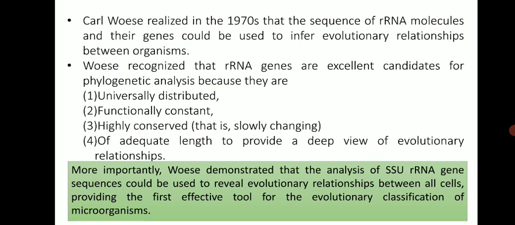This is the main theme: they are highly conserved through the course of evolution, and they change very slowly. They are of adequate length to provide a deep view of evolutionary relationships, so we can compare after sequencing these 16S rRNA genes. And most importantly, it was demonstrated that analysis of SSU RNA gene sequences could be used to reveal evolutionary relationships between all cells, providing the first effective tool for evolutionary classification of microorganisms.